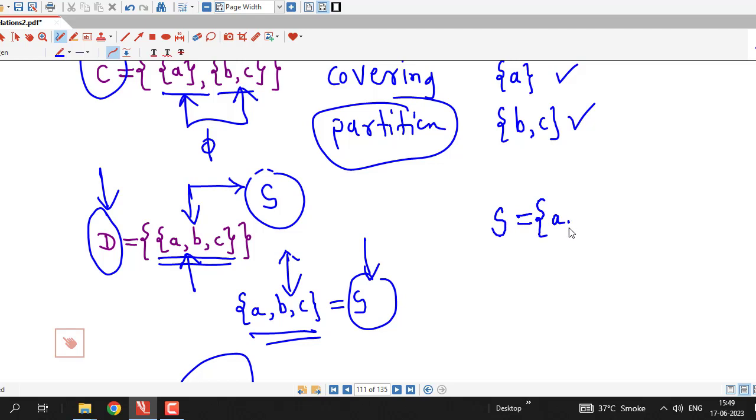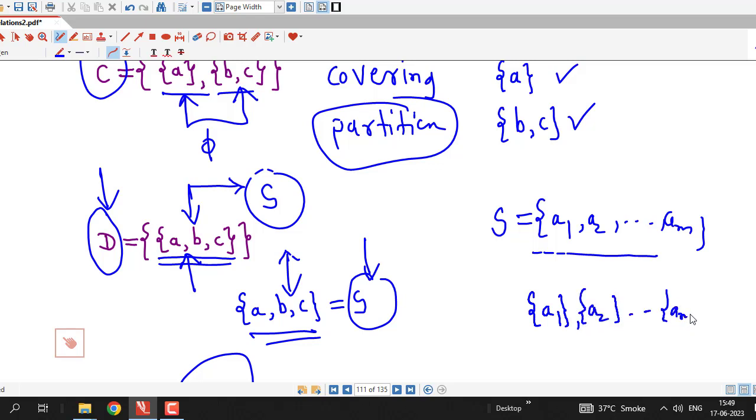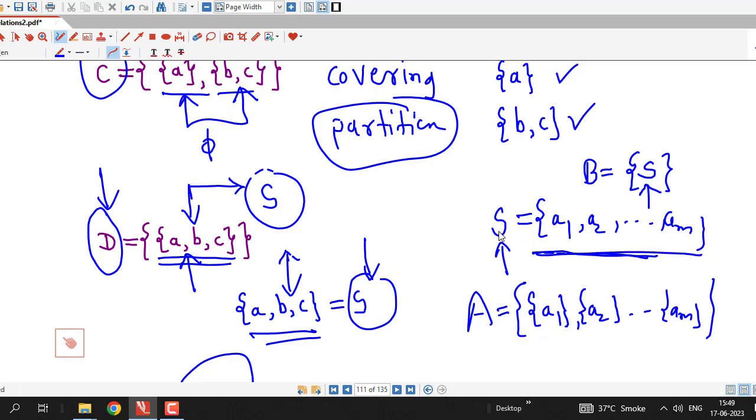Suppose I have a set S having say m elements, then the biggest partition is nothing but the set containing A1, A2 up to Am. So there will be m blocks in the biggest partition of this set S, and the smallest partition is nothing but the set itself. If you consider this collection, in this collection we have only one set, and that is the set itself, then this is the smallest partition for the given set S.